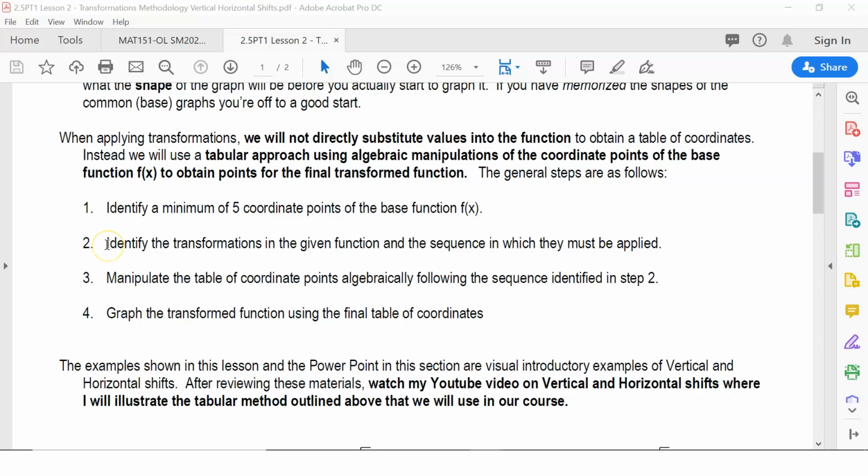So at the beginning of each problem, I'm going to identify the transformations, and there will be a certain sequence that they must be done in. We will get to that later in part 2 of chapter 2.5. And then we'll use the manipulations you saw in that transformation handout to algebraically manipulate the table of coordinates, starting with the base function f of x, going through the various transformations, and then eventually getting a final table of coordinates where we can graph the final transformed function.